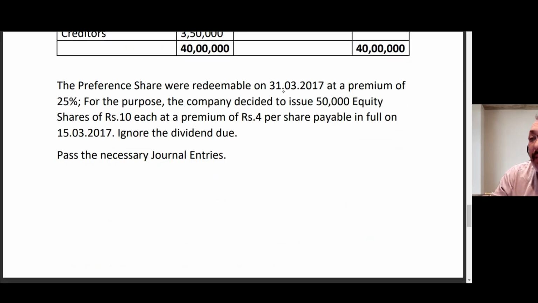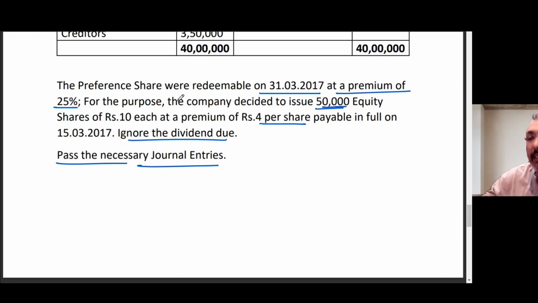The preference shares are redeemable on 31st March 2017 at a premium of 25%. For the purpose, the company decided to issue 50,000 equity shares of rupees 10 each at a premium of 4 per share. Now they are making an issue of equity shares where they are charging a premium of 4 rupees. यानी 10 रुपए का शेयर 14 रुपए में बेचेंगे. Payable full on 15 March. Ignore the dividend rule. What they need: the journal entries.